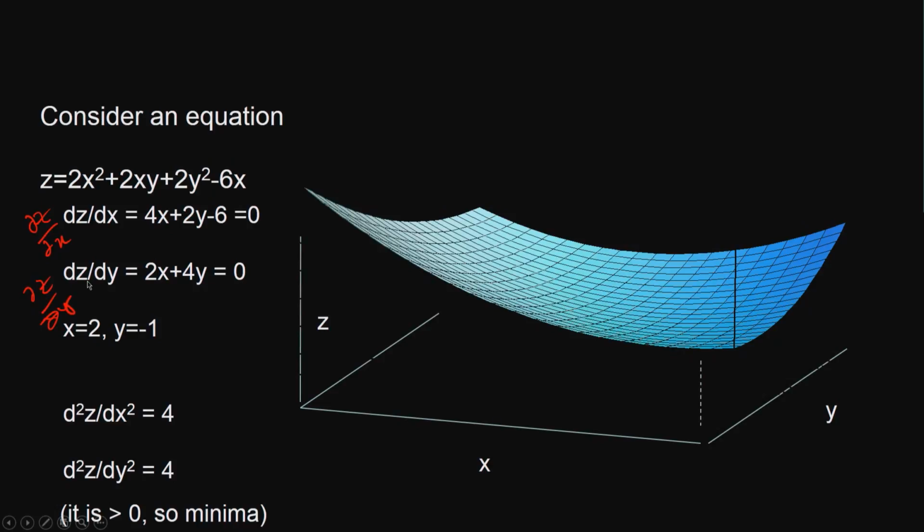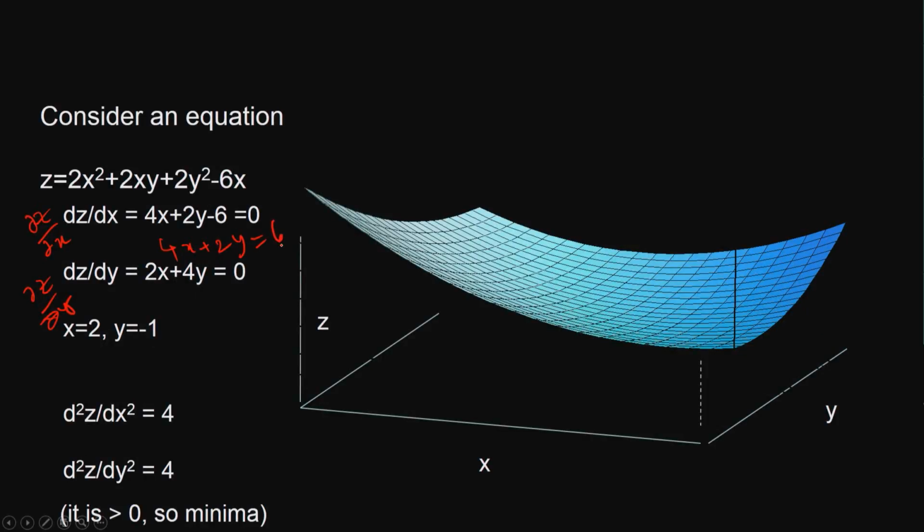okay. So if you put dou z by dou x, I am differentiating only with respect to x, so 4x plus 2y minus 6 is equal to 0. So similarly dou z by dou y, and this will not come, 2x plus 4y is equal to 0, so I have 2x plus 4y is equal to 0, 4x plus 2y is equal to 6, okay, 4x plus 2y is equal to 6, okay.